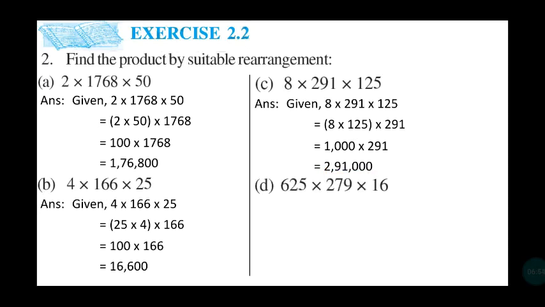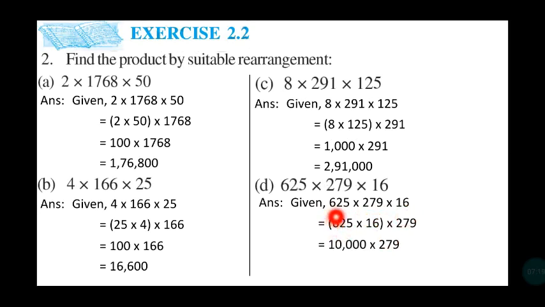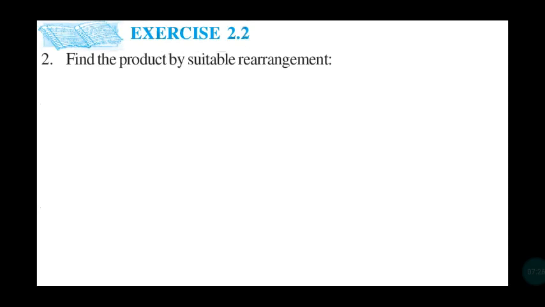Number D, 625 multiplied by 279 multiplied by 16. Okay, given these three numbers, here we multiply 625 and 16 first. You will get the answer 10,000. You have to remember all this. 625 multiplied by 16, the answer is 10,000 multiplied by 279. Now easy. 279, and after it 4 zeros, so 27,90,000. Right?